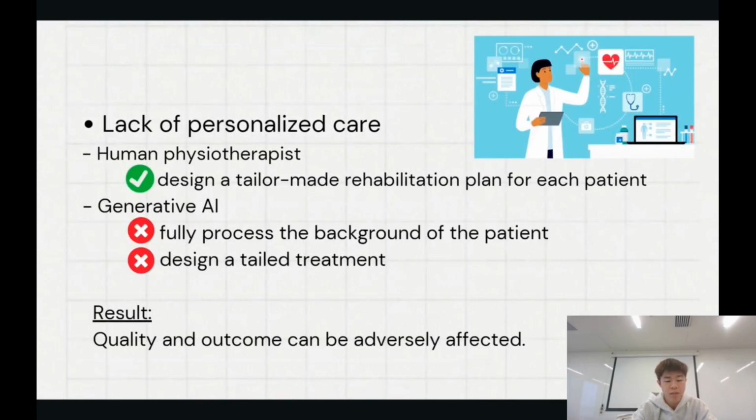Second, lack of personalized care. The role of physiotherapists is to design a tailor-made rehabilitation plan for each patient so that they can get well as soon as possible. The situation of every patient is also different. For example, different symptoms, different extent of symptoms, symptoms occurring in different sites, and so on. In order to tackle the problem at the root and help the patient, physiotherapists are required to be equipped with patience and meticulousness so that they can cater for the needs of every individual.